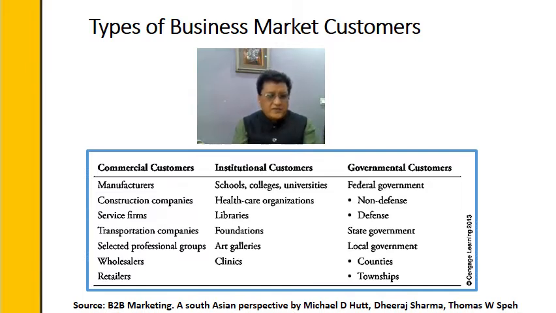Transportation companies, with the fleet of operators, UPSRTC, Uttar Pradesh State Road Transport Corporation, or Delhi Transport Corporation. Selected professional groups who form a company, they also need commercial suppliers, those who will supply them services.